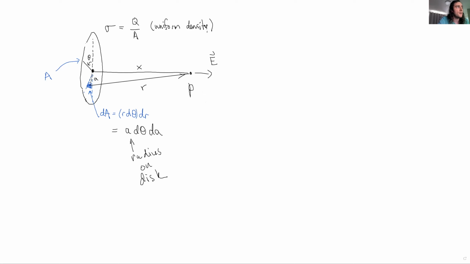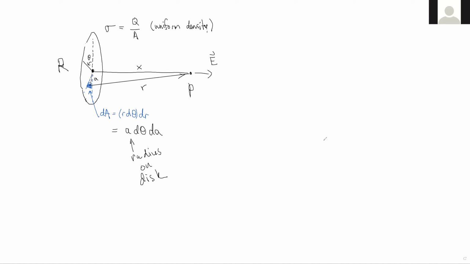So the radius of the disk is measured as A. The maximum radius of the disk we'll call capital A. Actually, why don't we call it capital R? We're not going to have a capital R in this problem, so let's call it capital R. That's even better. So the full radius of the disk is R. The radius measured on the disk is A. So we'll integrate from 0 up to capital R when we integrate over dA. Is that clear? Can I get a thumbs up if that's clear? So we're going to integrate A from 0 to capital R.